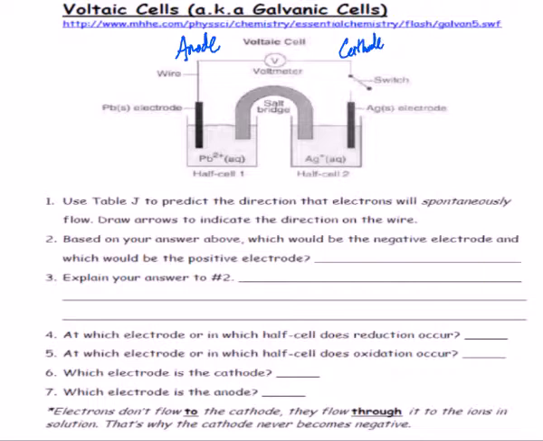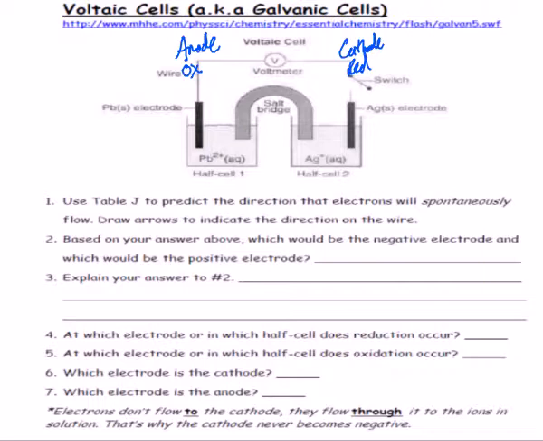Now, what's happening, guys, at the anode? Okay, which means what's happening? Oxidation. An ox, red cat. So this is where oxidation is taking place. Cathode is where reduction is taking place.